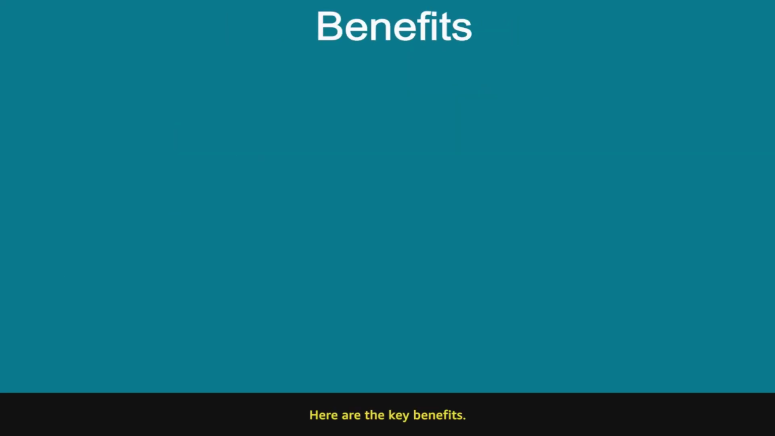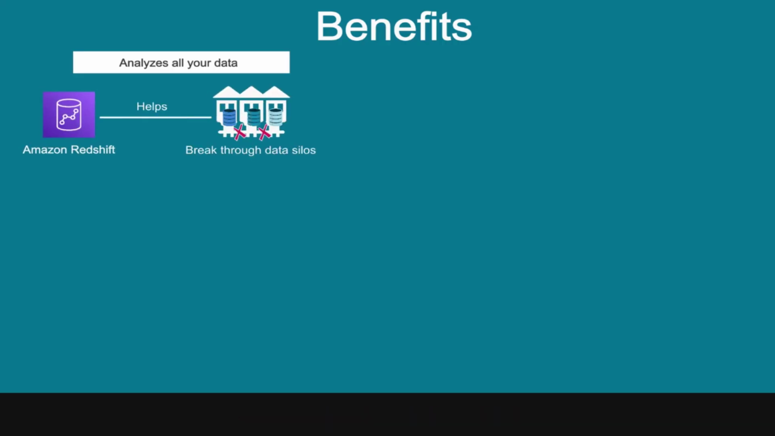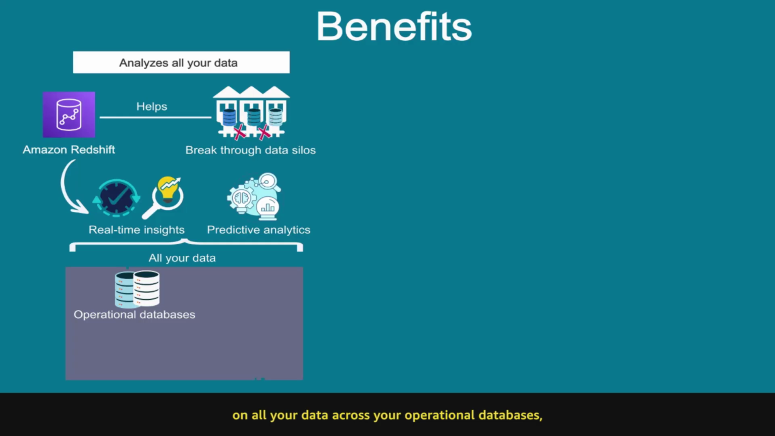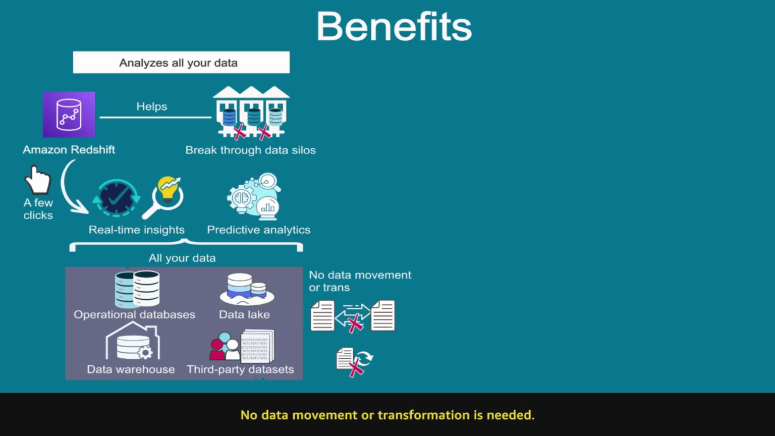Here are the key benefits. Analyzes all your data. Amazon Redshift helps break through data silos. You can get real-time insights and predictive analytics on all your data across your operational databases, data lake, data warehouse, and third-party datasets in just a few clicks. No data movement or transformation is needed.